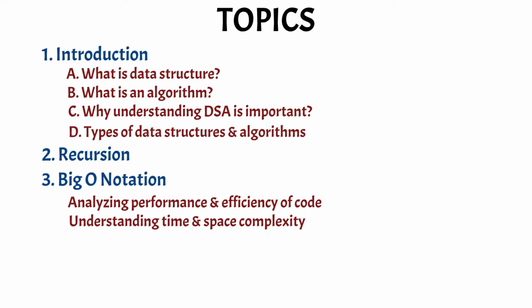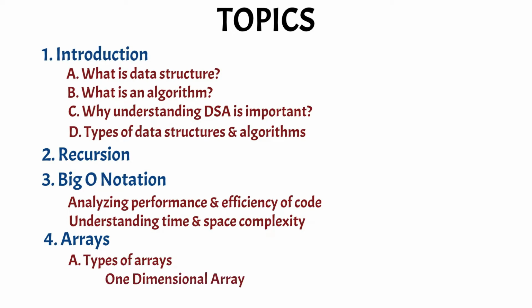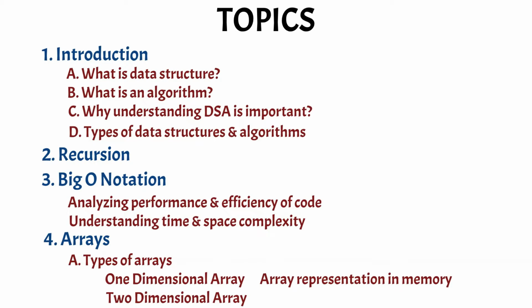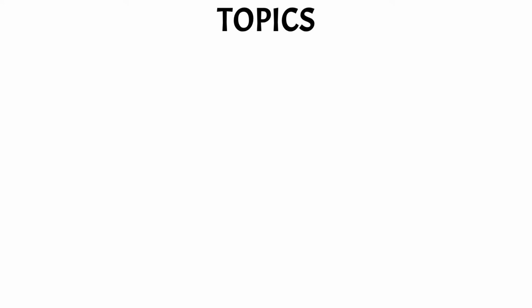Then we will go to the next section, which is arrays. In this section, I will explain about different types of arrays, such as one-dimensional arrays, two-dimensional arrays, and I will also explain about how arrays are represented in memories, and then we will understand about the time and space complexities of arrays operations. The next topic will be about the Python list, which is very similar to the arrays, with a small difference, and I will explain the differences between an array and Python list. Then finally, we will also solve many problems related to arrays and Python lists.